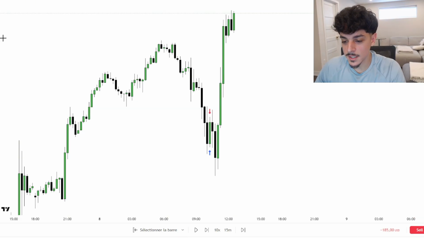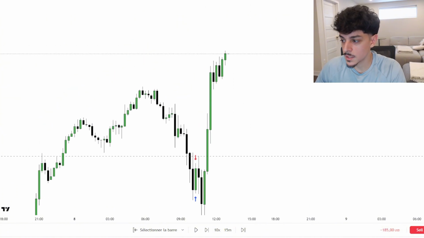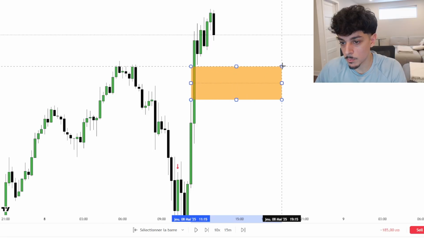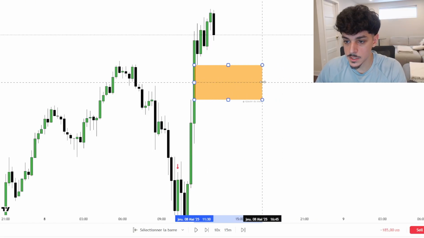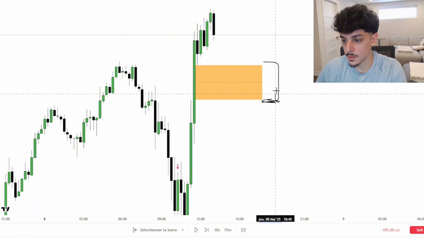Now let's take a look at the second example. As you guys can see, we took the first trade right here, so we have a potential long opportunity right here. Why? Because we created a 15-minute bullish fair value gap. And what is this gap telling me?